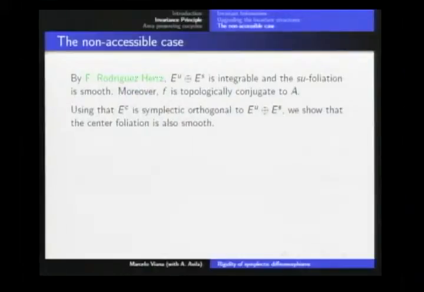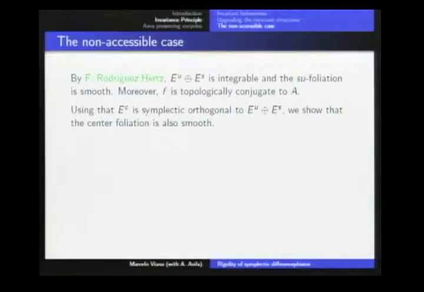And he also proves that the sum of the unstable and stable subspaces is integrable, and the corresponding integral foliation is smooth. Since I'm in the symplectic world, the center is the symplectic orthogonal of the SU bundle, so the center foliation is also smooth. This is one of the places where I use the assumption that the map is symplectic.